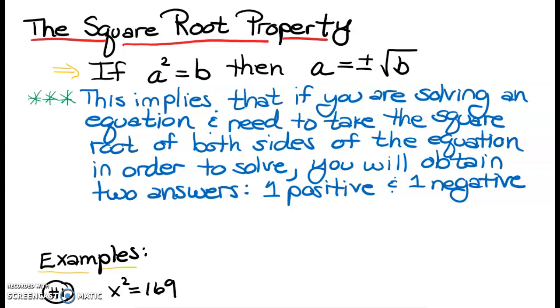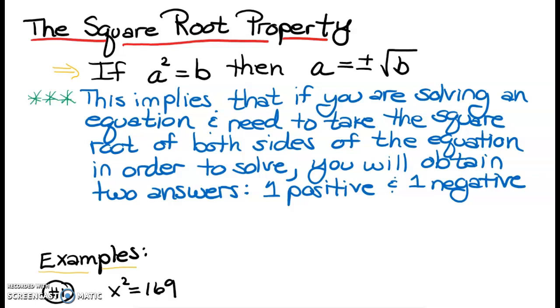For today's homework, we're going to be looking at the square root property, and we're going to be utilizing it to solve equations. So let's review the square root property. The square root property states that if you have a squared and it equals b, then when solving, a equals plus or minus the square root of b. You get two answers.